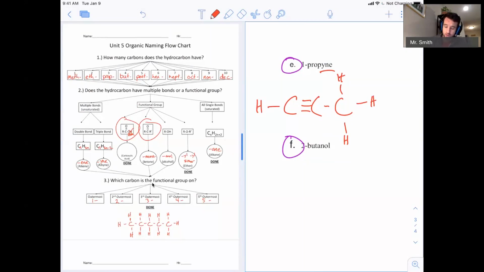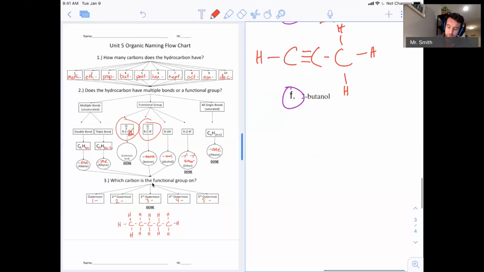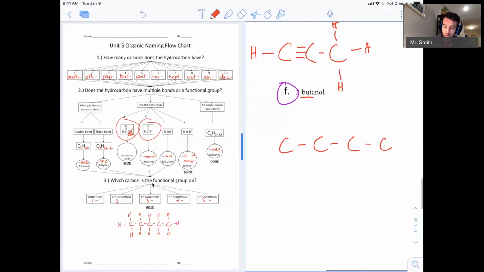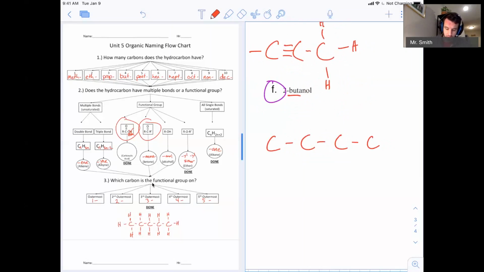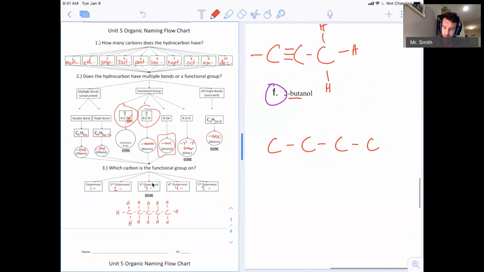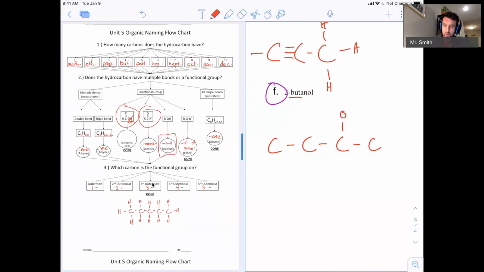Pretty easy. The next question for F is butanol. But means 4 carbons, 1, 2, 3, and 4. What does "anol" mean? Oh, alcohol. An alcohol is an example of something that ends in "anol". So I have to pick the second carbon. In this case, I'm just going to pick this one to put an OH on. Second, either way, right? You can count from the left or from the right.